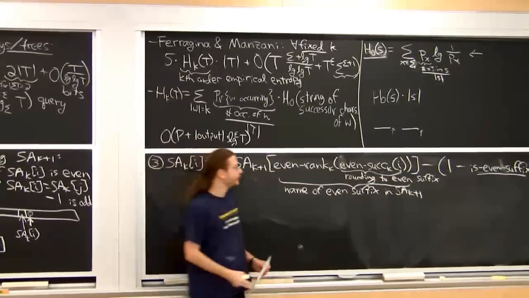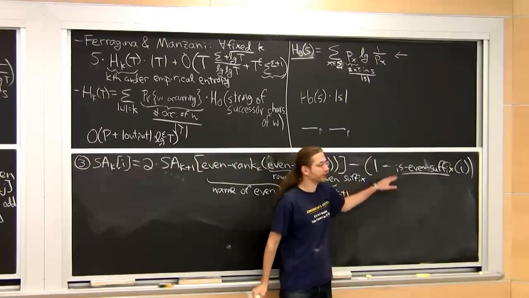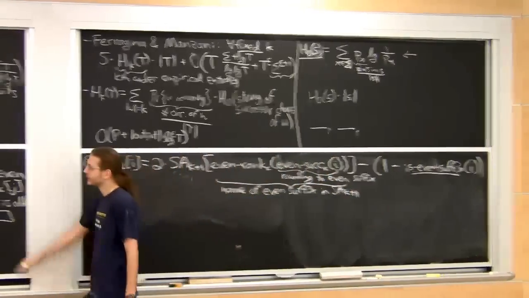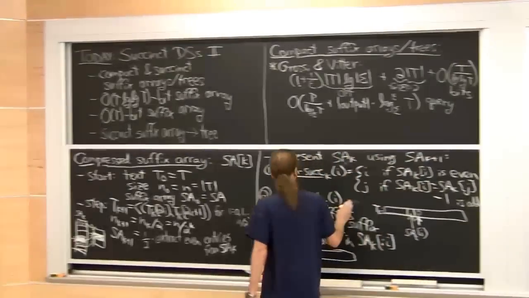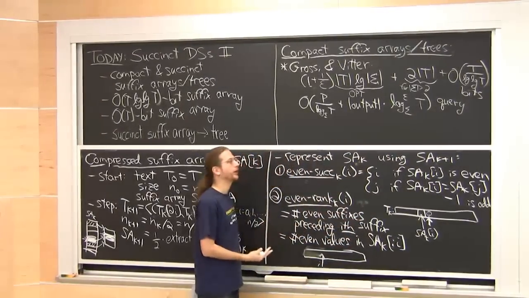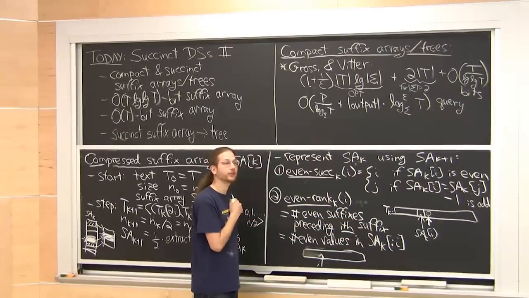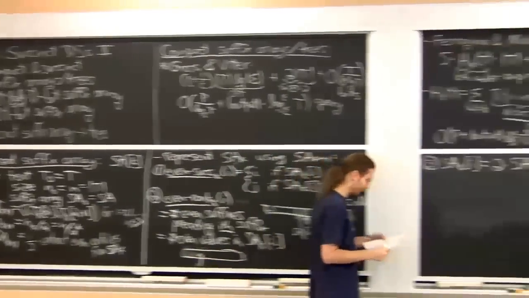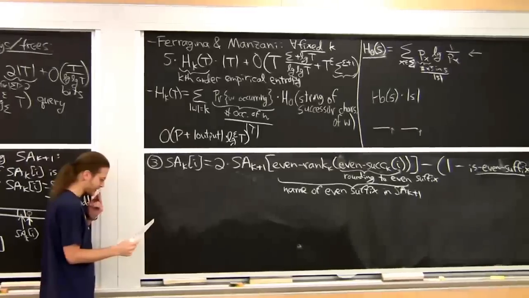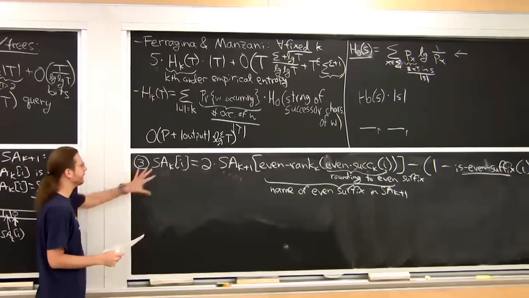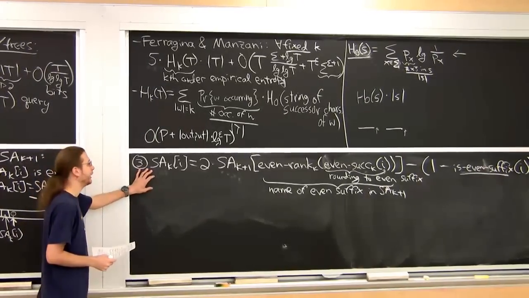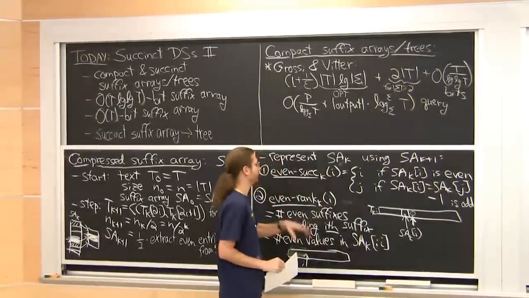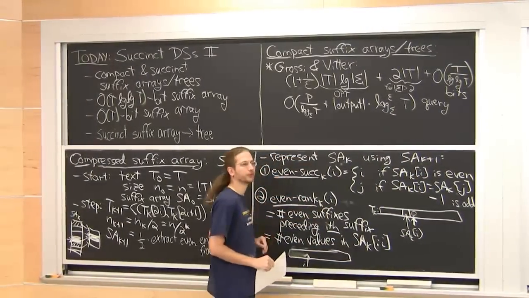Why did I write it that way? Because is-even-suffix is related to even rank. Even rank is just rank_1 of is-even-suffix. And we already saw how to do rank_1, so that's why I wanted to reuse it. Okay, I think you see now why this equation holds. What remains is how to store is-even-suffix, even rank, and even successor.